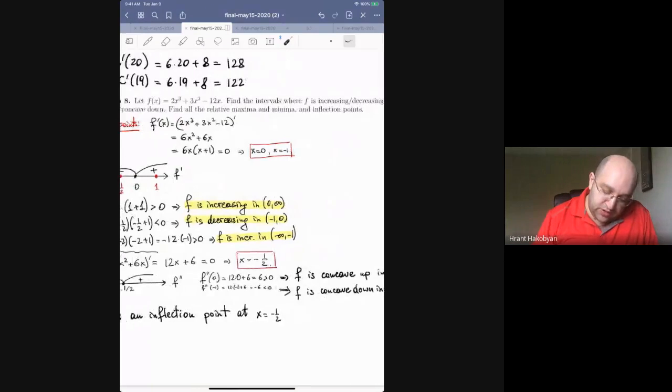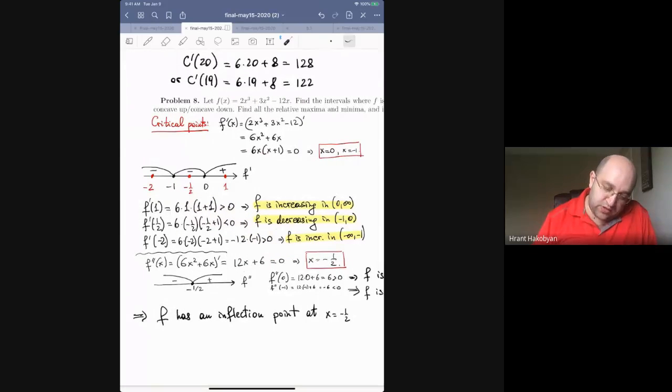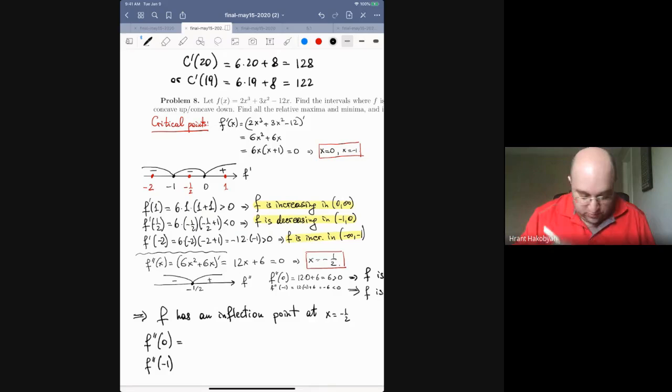I'm not telling you which test to use here, so we're going to use the easy one, the second derivative test. So let's plug in numbers. We have to figure out the critical points. We have two critical points, right? These two critical points, 0 and negative 1. Which one is a local maximum, which one is a local minimum? For that we calculate the second derivative at 0 and the second derivative at negative 1. We kind of did that already, but let's just do it again.